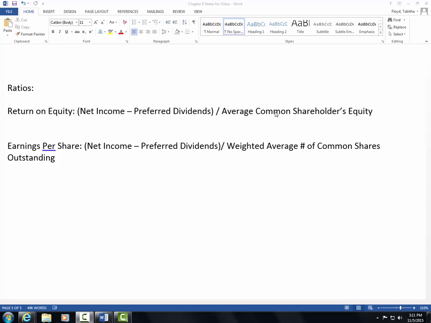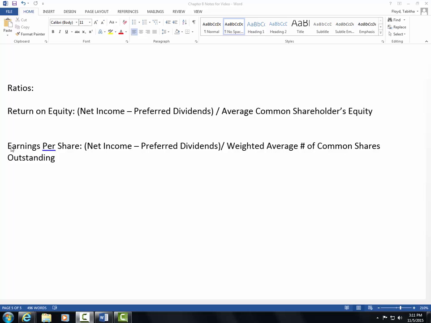That's return on equity. So would you want a higher return on equity or a lower return on equity? Which would be better? A higher one. The higher it is, that means the more return that the common shareholders are getting on their investment. You want that to be high. This is a profitability ratio, so the higher the ratio, the better.